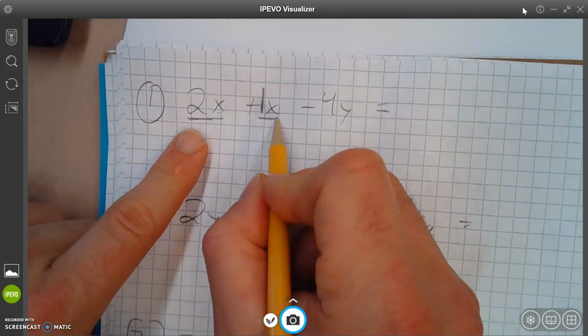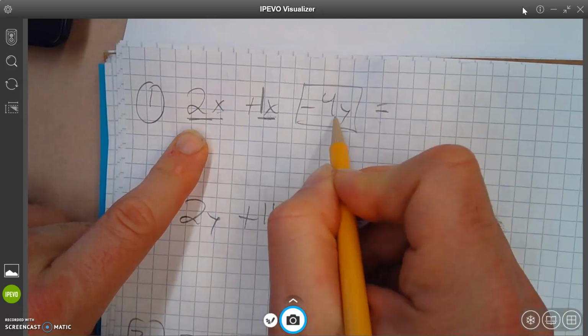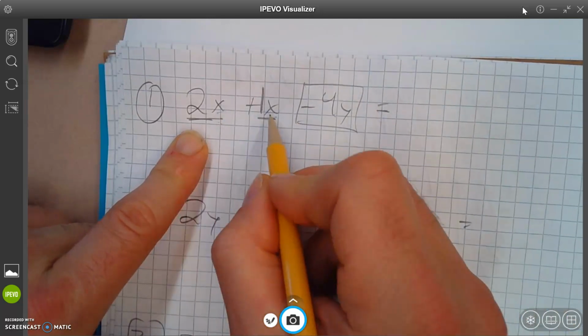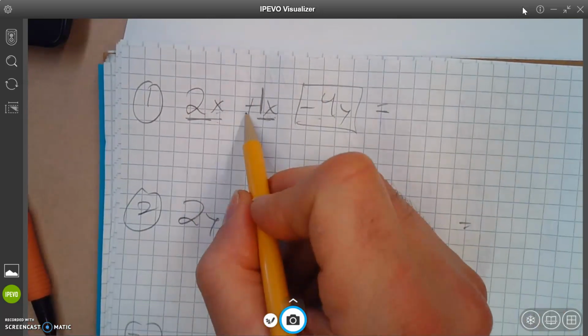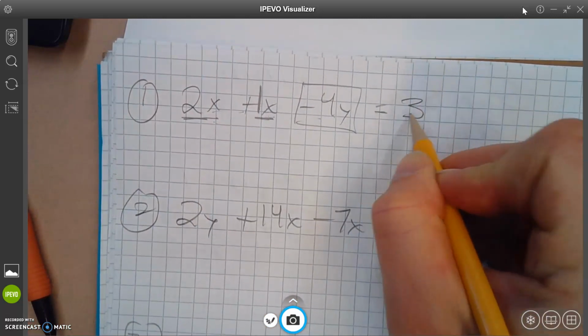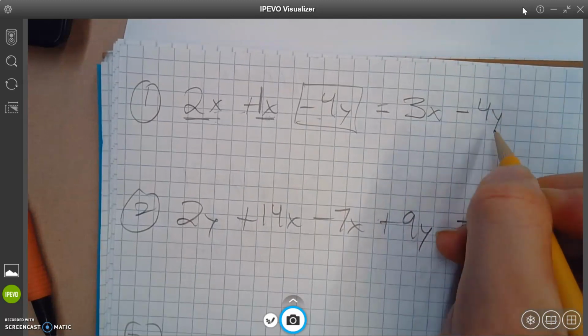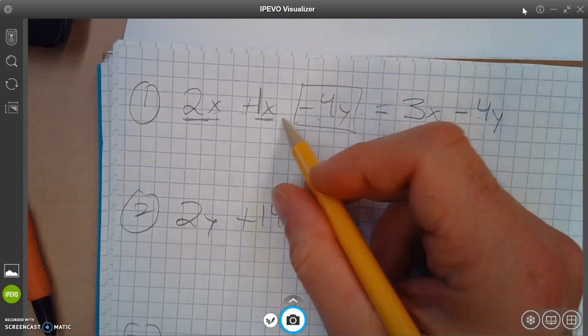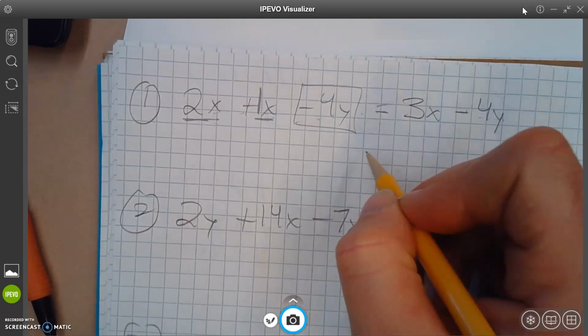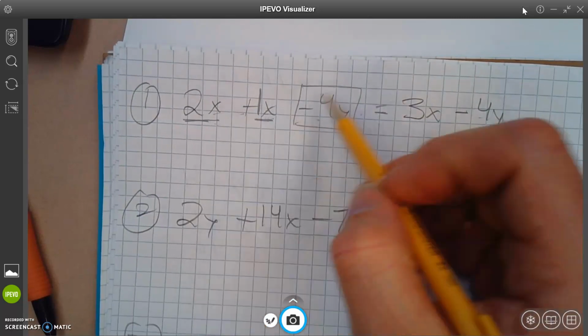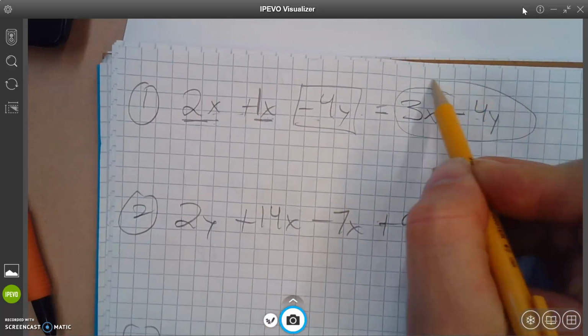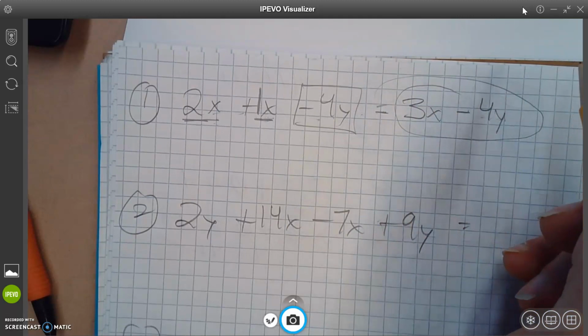So it looks like the x's are combined and this y is all by itself. Notice how I differentiate what I'm doing? So 2x plus 1x is 3x minus 4y. The y's got nothing to combine with, and so it's just chilling right there. 2x plus 1x is 3x. Done. There we go.